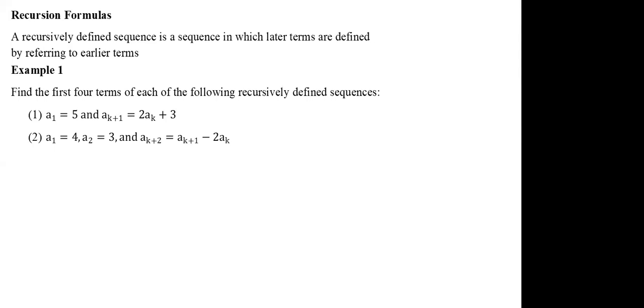29 times 2. That was the question. I said, what is A4? A4 is 61. 29 times 2 is what? 58 plus 3, 61. Do you understand?